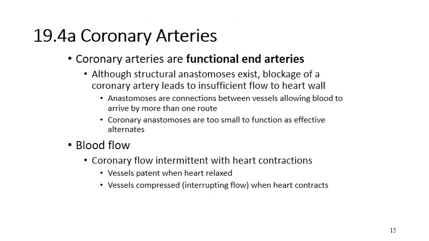Okay, so the coronary arteries are functional end arteries. So although the structural anastomoses exist, blockage of a coronary artery leads to insufficient flow to the heart wall. All those anastomoses are just options for where the blood could go somewhere else in case one was blocked. These ones aren't. So that means that if there's a blockage somewhere in those, it's going to cause insufficient flow to the heart, and that can cause pretty serious things, right? Like the heart could stop functioning because it's not getting enough oxygen.